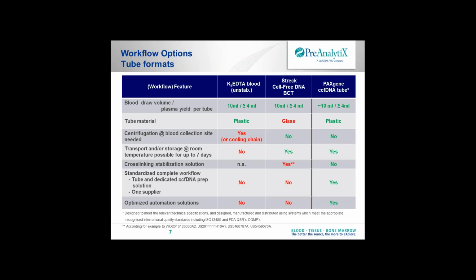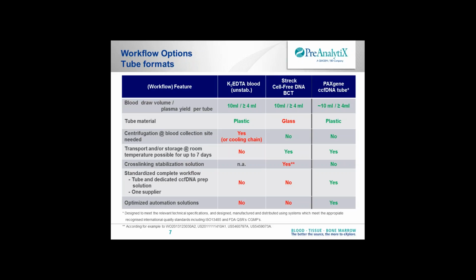So what you see here on the top of this table, we have, of course, the EDTA blood. It has no stabilization functionality, and the commonly used Streck tube, the Streck cell-free DNA blood collection tube, and then our new tube called PAXgene ccfDNA tube on the right. And I tried to figure out the most important features and workflow features. Starting with the first line, the blood draw volume and the plasma yield you get from blood.